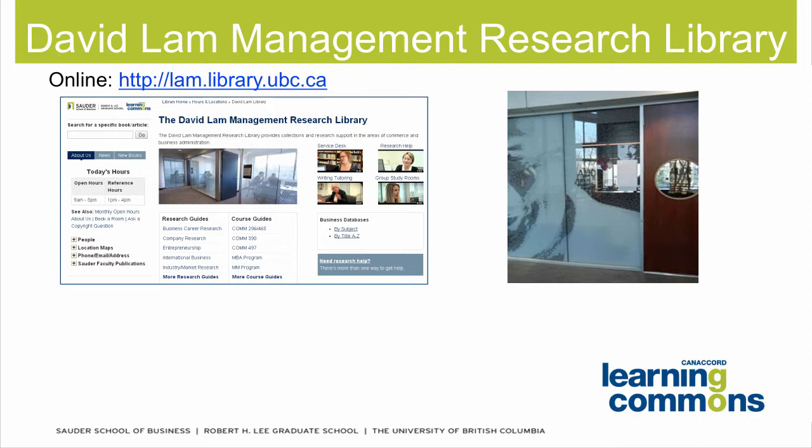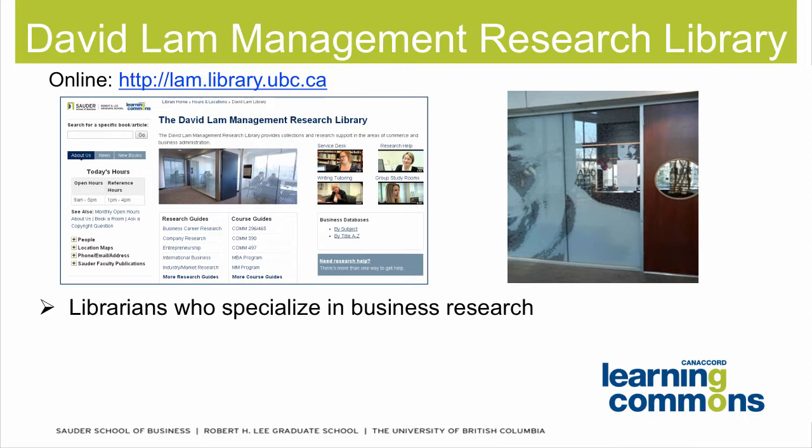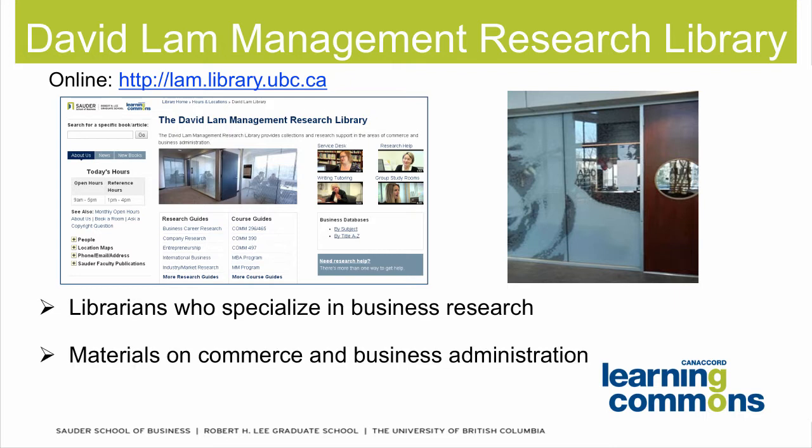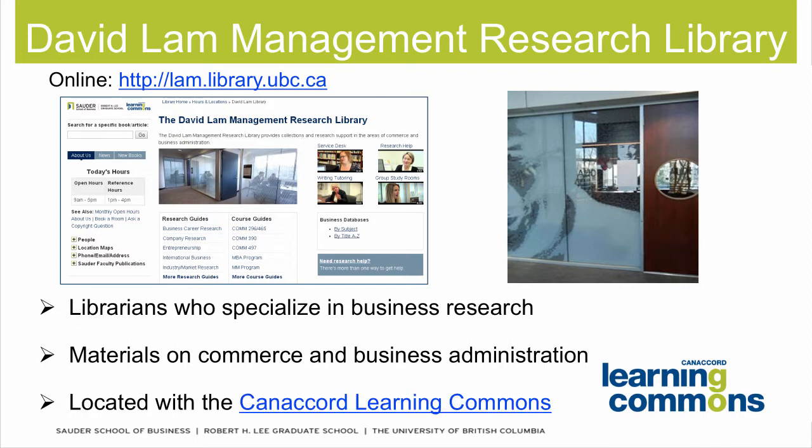David Lamb Library is one of several library branches at UBC. The librarians at Lamb Library develop collections of books, articles, and video on a wide range of business topics. We also license educational subscriptions to highly specialized financial and company databases. The Lamb Library is located within the Canaccord Learning Commons on the second floor of the David Lamb Management Research Center, adjacent to the Henry Angus Building.